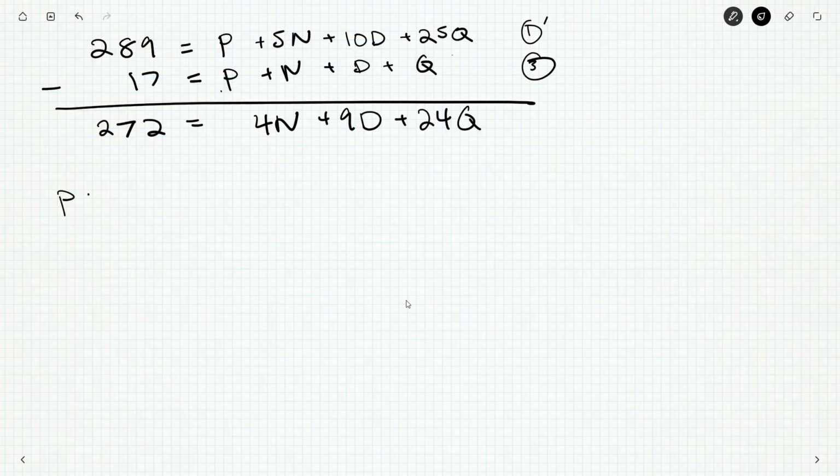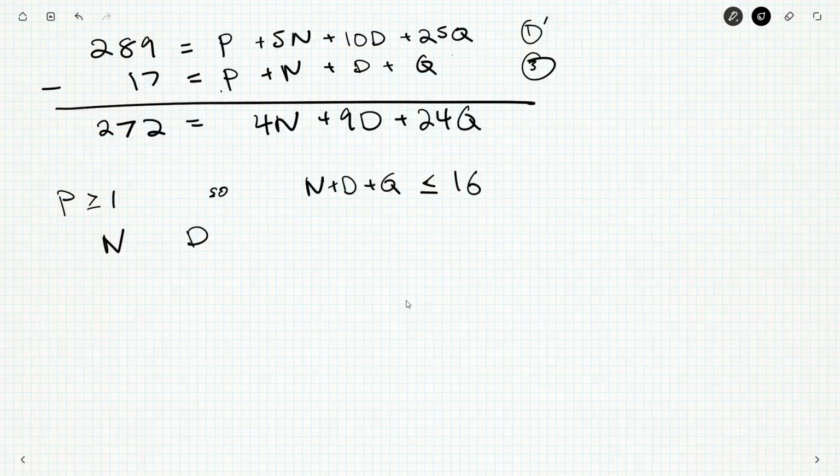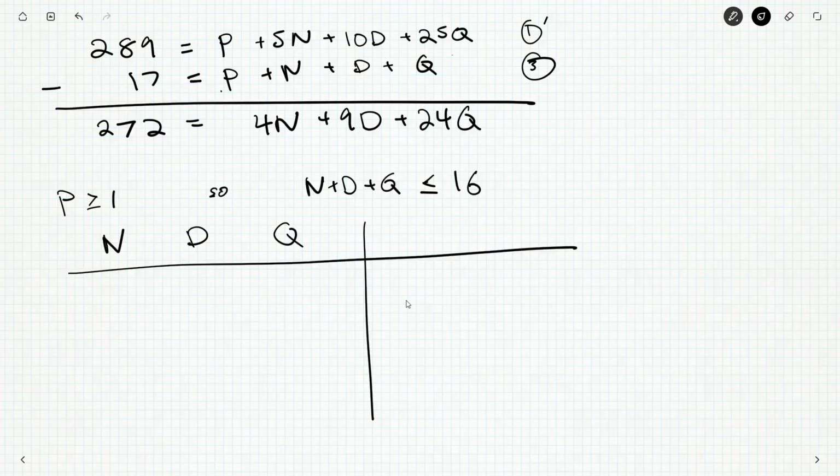So since we remove a penny, there's got to be at least one penny. So if we just had nickels, dimes, and quarters together, that would be at most 16, because one of those 17 coins has to at least be a penny. There might be more, but there's at least one penny. So knowing that nickels plus dimes plus quarters has to be no greater than 16, I'm betting there's only one solution here for N, D, and Q. So let's see if we can work it out. So maybe N, D, and Q, and then 4N plus 9D plus 24Q.